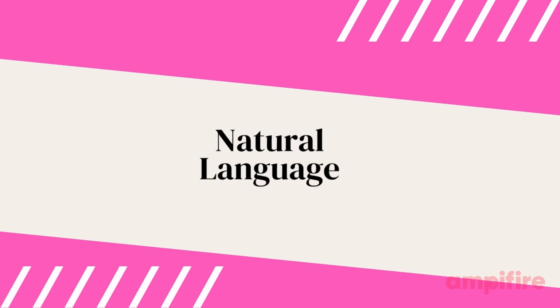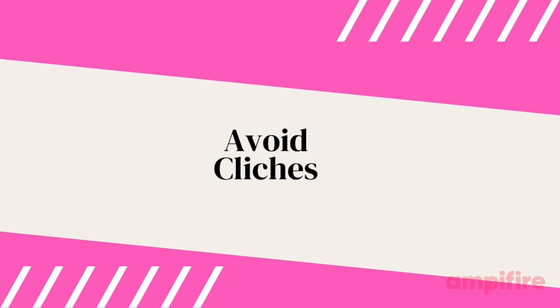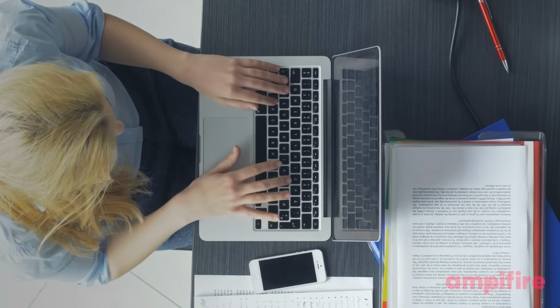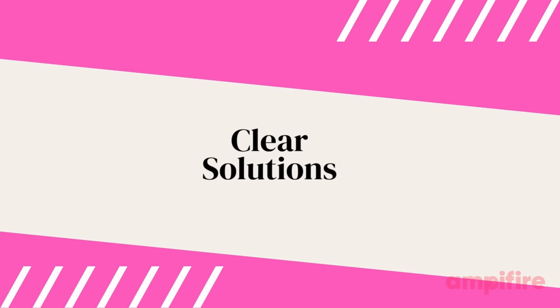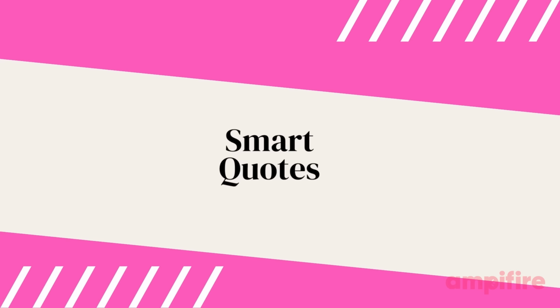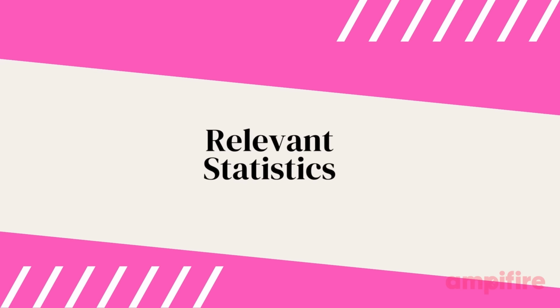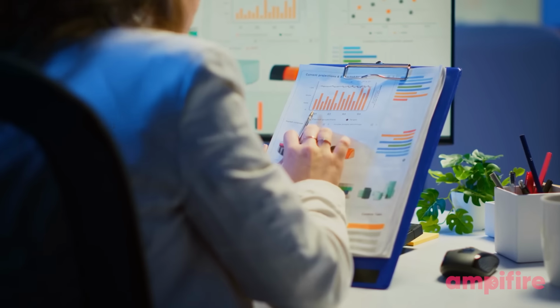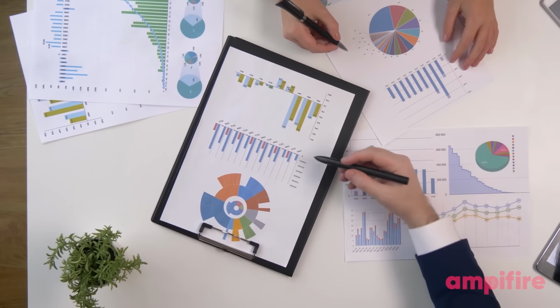Use natural language. Online readers like to skim, and anything unnatural will cause them to stop in their tracks. Avoid cliches. These are a quick way for the reader to lose interest. State clear solutions to problems. Use quotes that make sense and bring in new information. Find statistics to back up your claims, but make sure they're relevant to what you're actually writing about.